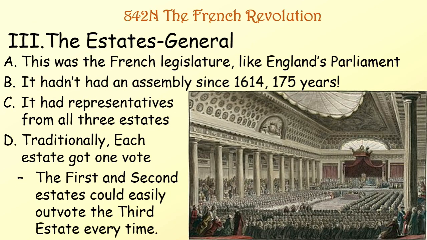The Estates General. The Estates General was the French legislature, like England's Parliament or the United States Congress. It hadn't had an assembly, a meeting, since the year 1614, and that was 175 years previously. It had representatives from all three estates. Traditionally, each estate of the three got one vote. And under those conditions, the first and second estates could easily outvote the third estate every time, 2-1.